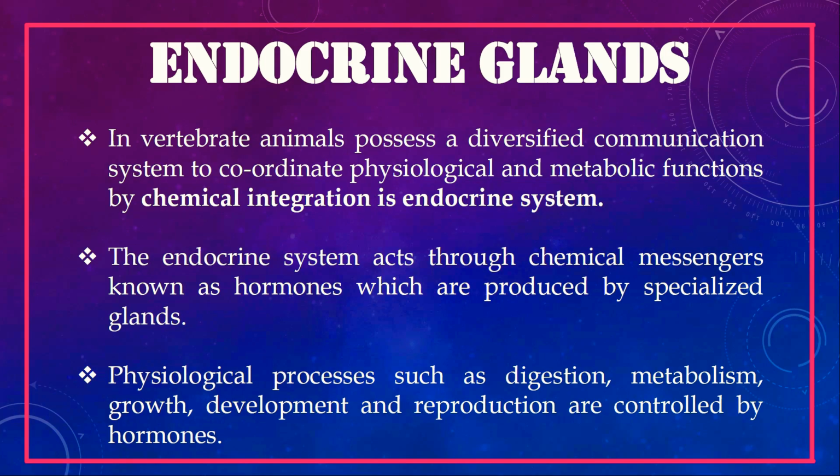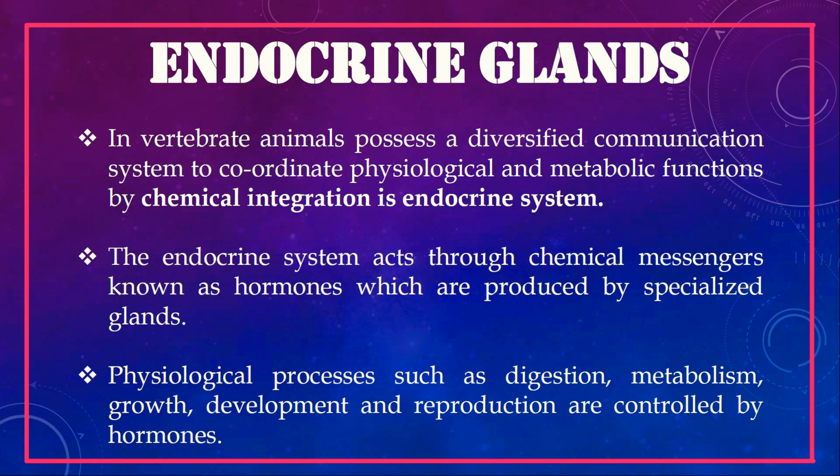Hormones in the animal bodies are secreted by a special type of glandular organs called endocrine glands. In vertebrates, animals have a diversified communication system to coordinate all the physiological and metabolic functions of the body, and they are coordinated by chemicals that are secreted by a system called the endocrine system. So this chemical integration is called the endocrine system.